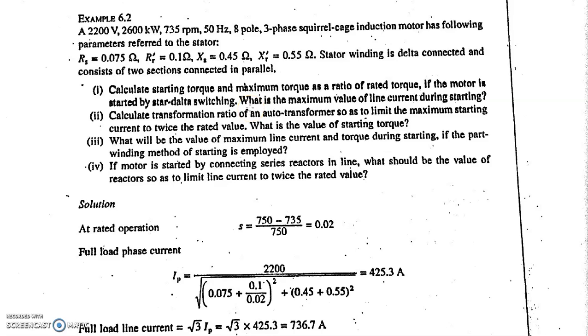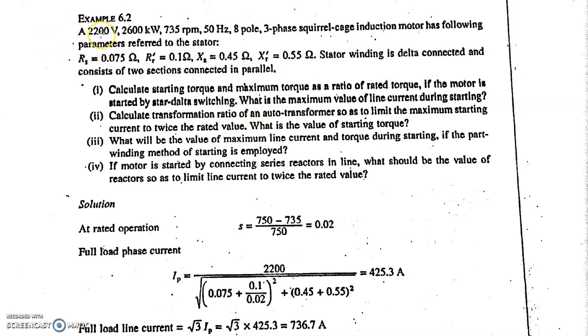Dear students, in today's lecture we will discuss some numerical examples on the induction motor drive, which is based on the various starting methods of the induction motor drive. This numerical deals with four types of starting methods. One is star-delta starter, second is auto transformer starting, third is part winding starting, and fourth is reactor starting. So by this single numerical, these four methods will be covered.